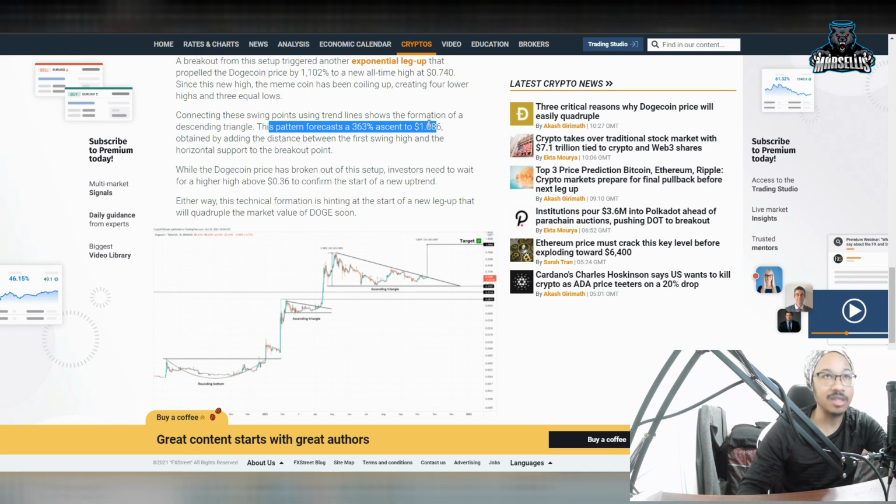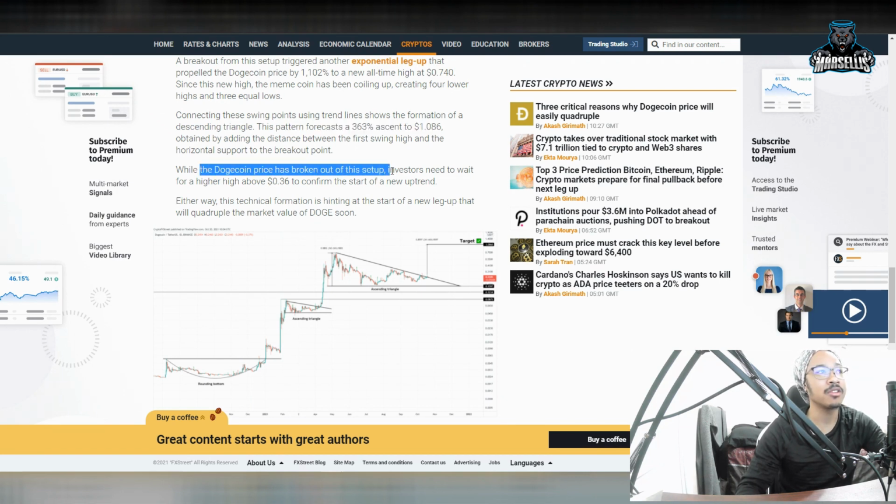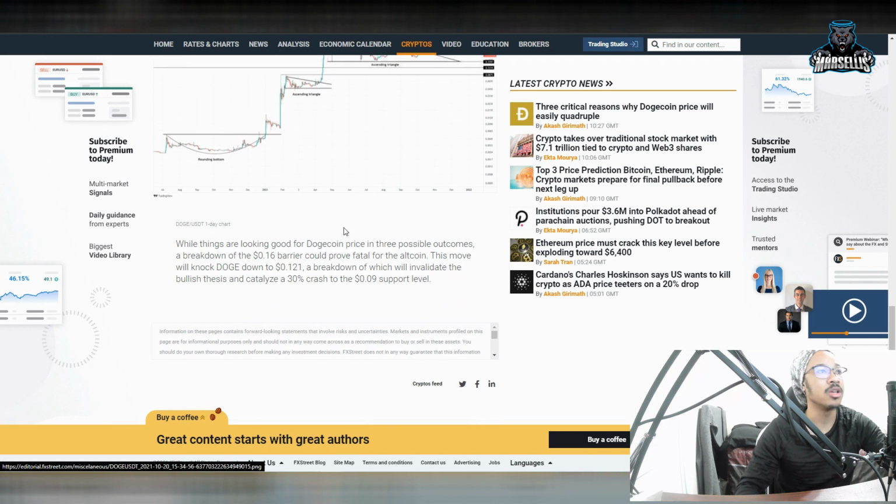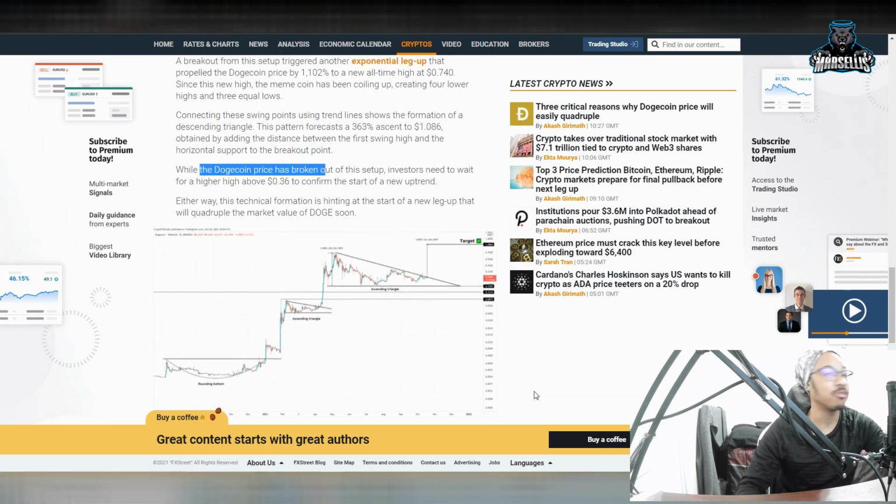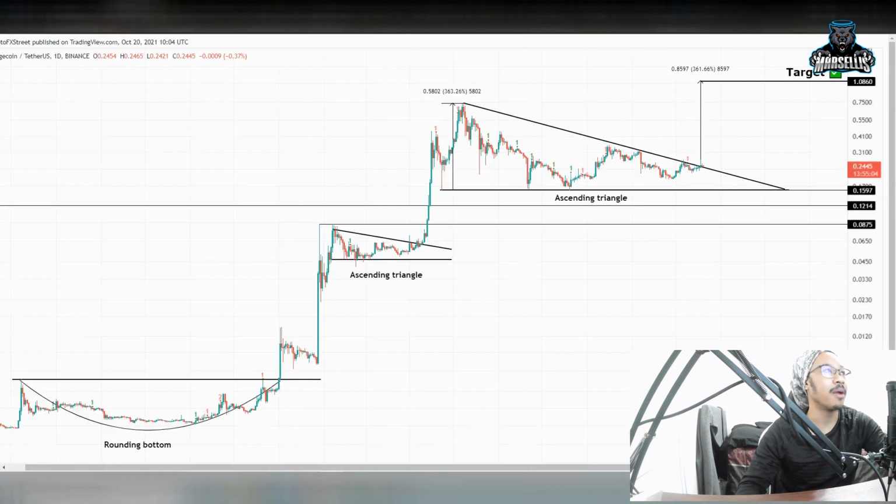So that's what they're forecasting here, so definitely watch out for it. We got big stuff here with Dogecoin. While the Dogecoin price has broken out of the setup, investors need to wait for a close above 36 cents to confirm the new start of the uptrend. So they're pretty much saying, look, we got to get above 36 cents. That's like the bottom line here.